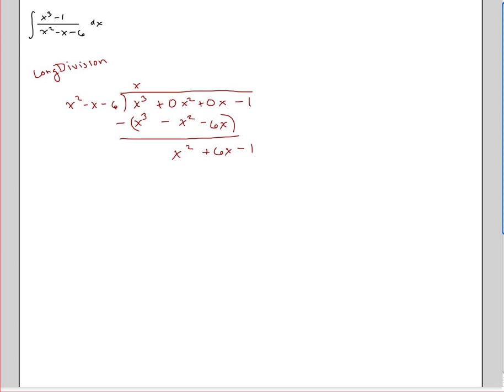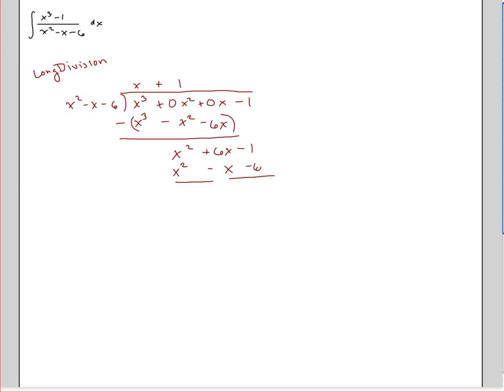Okay, again, my remainder has degree 2. The original divisor has degree 2. So it's still improper. We need to take it one more step. I want it to have a smaller degree remainder. And what do I multiply by x squared to get x squared? That's just 1. And I get x squared minus x minus 6.